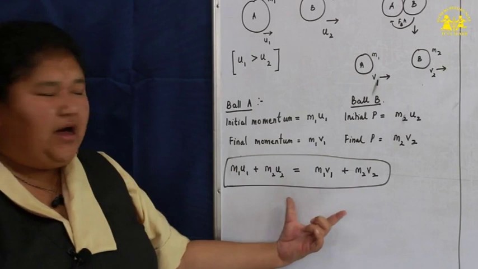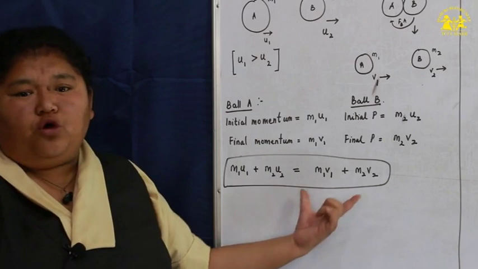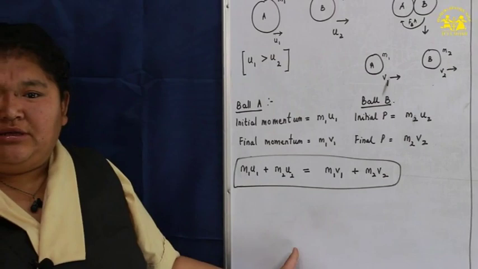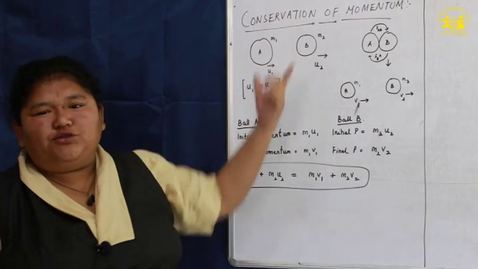The sum total of the momentum of two objects before collision is equal to the sum total of the momentum of the two objects after collision, provided that there are no external forces acting on them. This is the law of conservation of momentum.